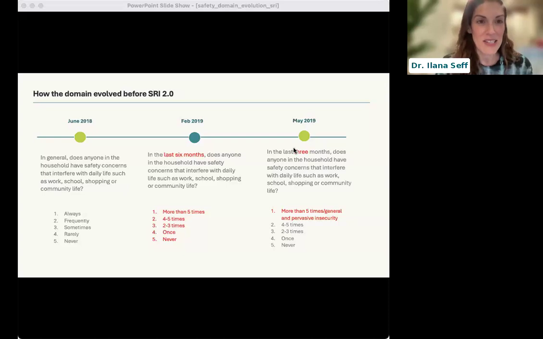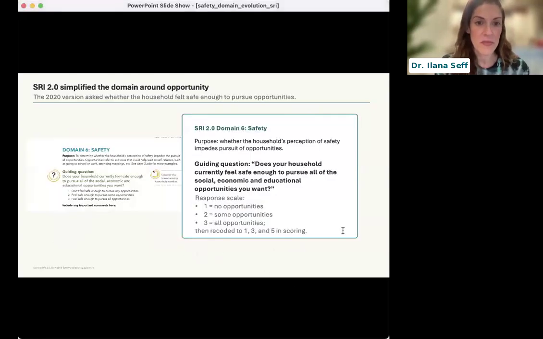There were several other iterations that I'm not sharing here. So we really tried so many different things in trying to measure the safety domain. One thing that really wasn't working from this last iteration is this notion of daily life. We realized we really needed to get a bit more specific. It wasn't just daily life that we were interested in, but does it impede the ability to meet basic needs and seek opportunities for the future?